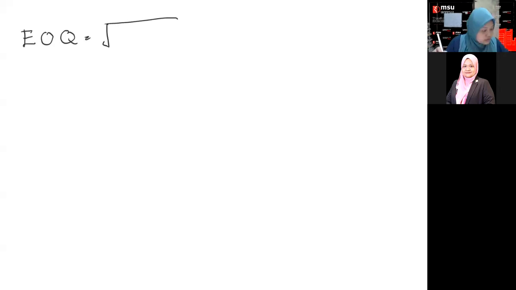It's the square root of 2 times usage times order cost per order, divided by carrying cost. All right, so that is the economic order quantity. Basically we want to know how much is the optimized quantity to be ordered. Next, we want to know how much is the order cost.